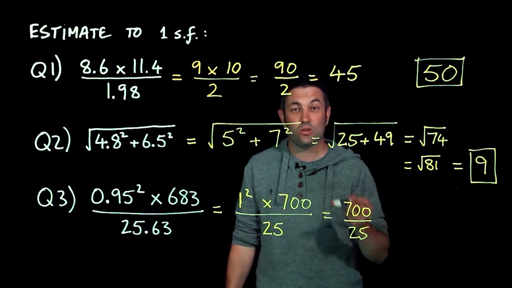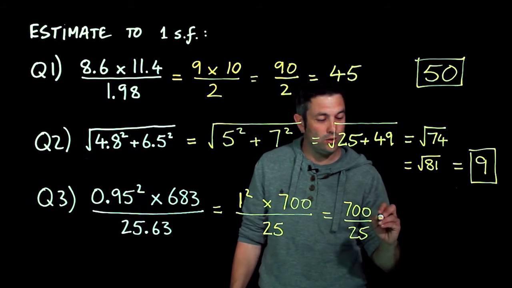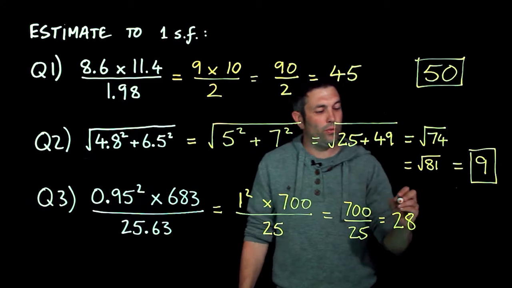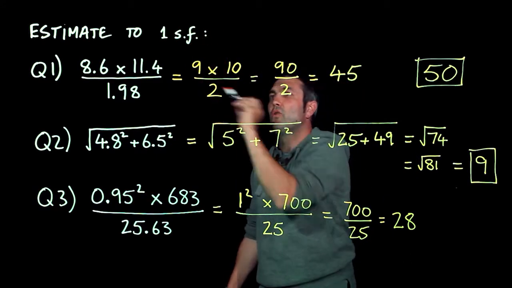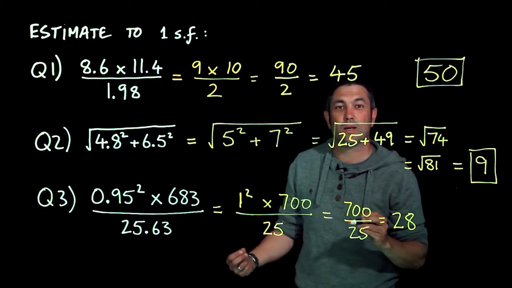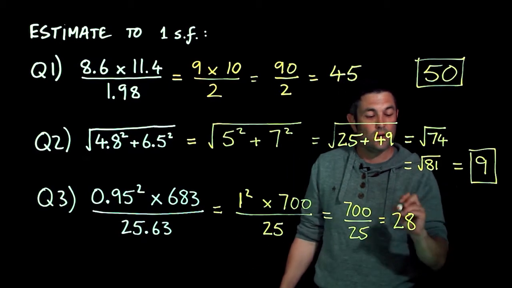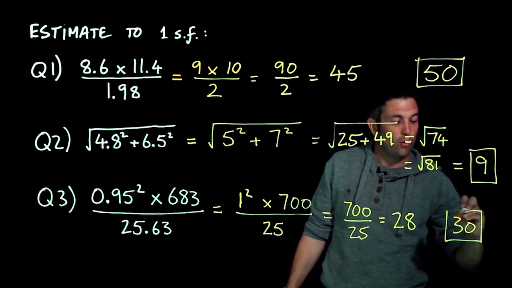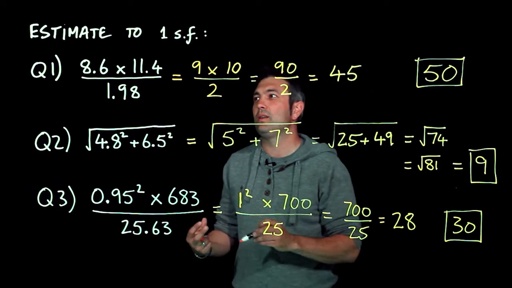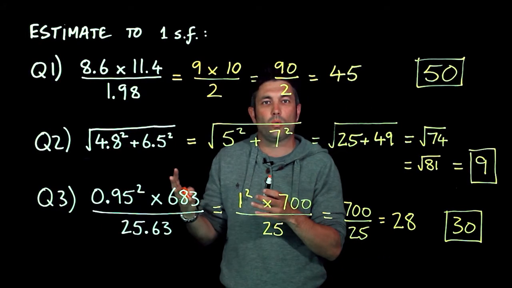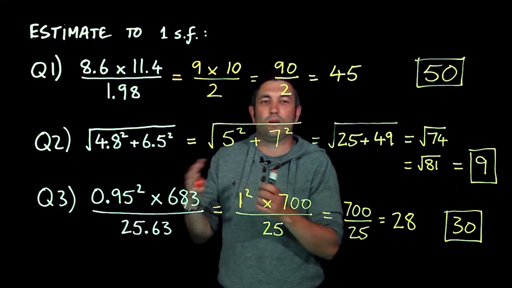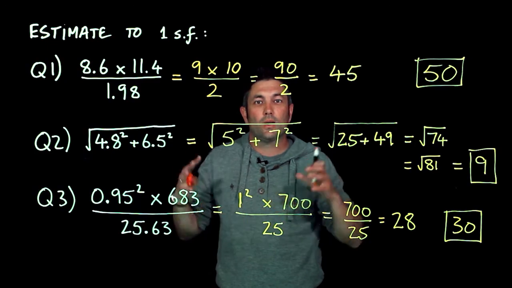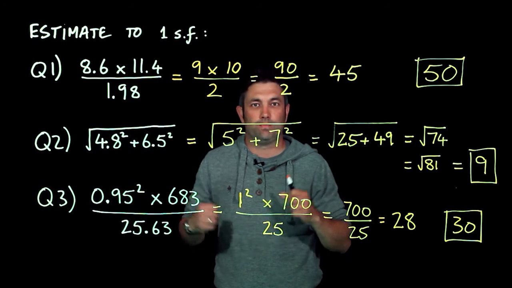Now, 25 goes into 100 4 times, so therefore it goes into 700 28 times. Now, that isn't to one significant figure. Remember, I've been asked to estimate these to one significant figure. 28 to one significant figure, I'm going to call 30. Again, just remember with these, round to numbers that are close to what you started with, and you can go up, down, whatever, but use numbers that work nicely. That's where you'll pick up the marks.